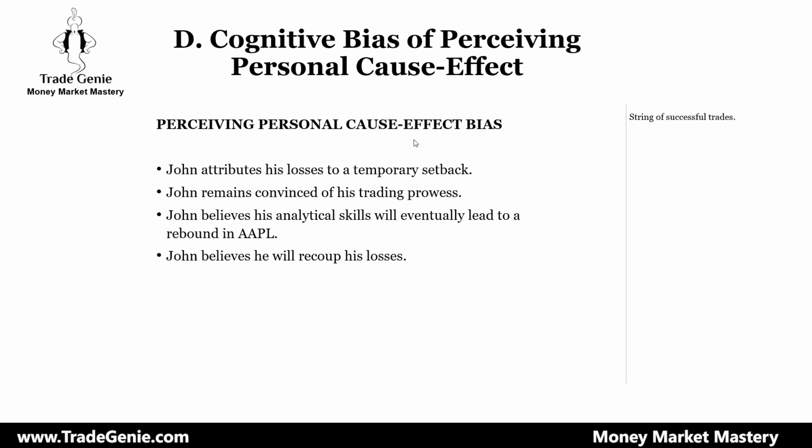So now what happened? Because of his personal cause and effect bias, he attributes his losses to a temporary setback. John remained convinced of his trading prowess. He believes in his skill. John believes his analytical skill will eventually lead to a rebound in Apple. So he believes that because of his analytical skills, Apple will rebound. John believes he will recoup his losses. So this is what he is doing, the personal cause and effect.